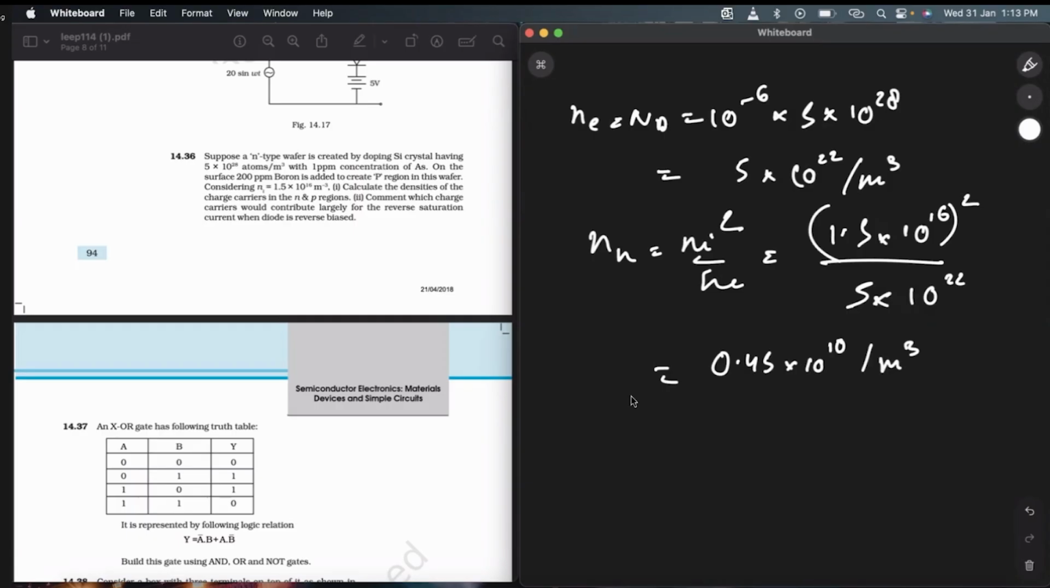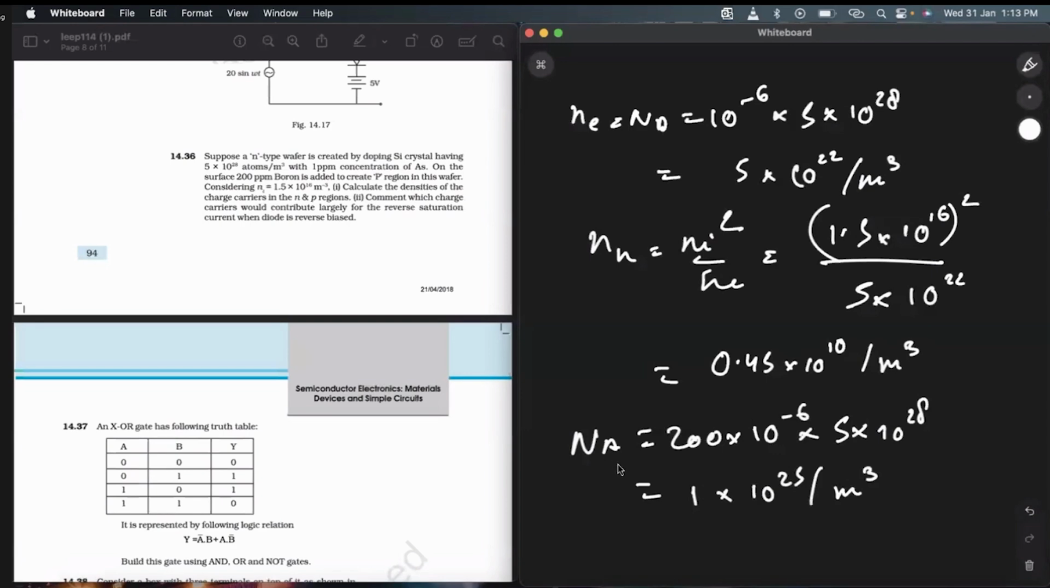Alright. Now if we want to make a p-type wafer, then the number of holes will be higher. So when boron is implanted on the silicon crystal, then Na will be 200 into 10 raised to the power of minus 6 into 5 into 10 raised to the power of 28, which is 1 into 10 raised to the power of 25. 1 into 10 raised to the power of 25 atoms per meter cube is the density of Na.